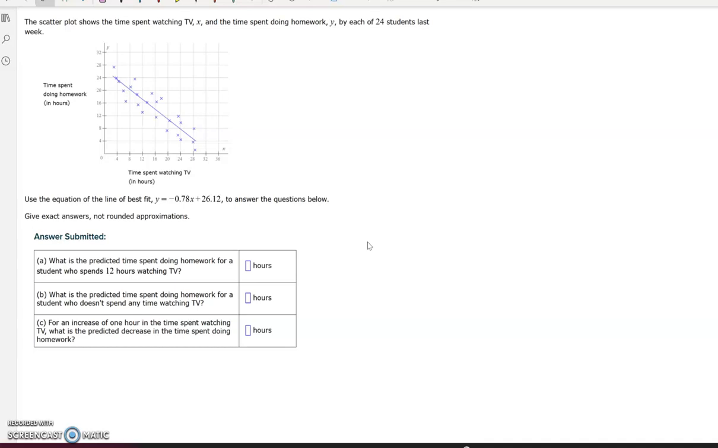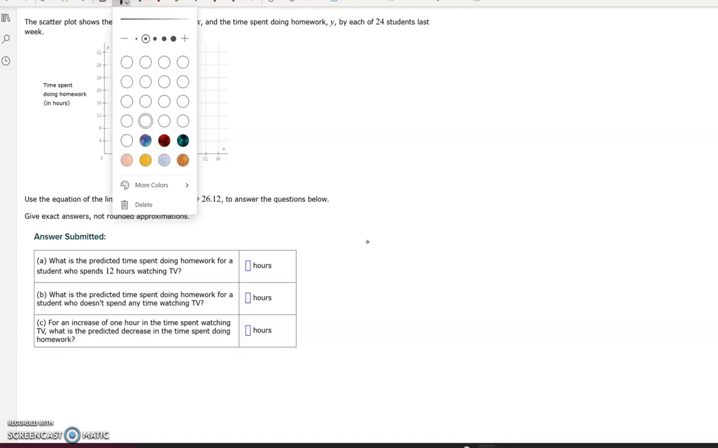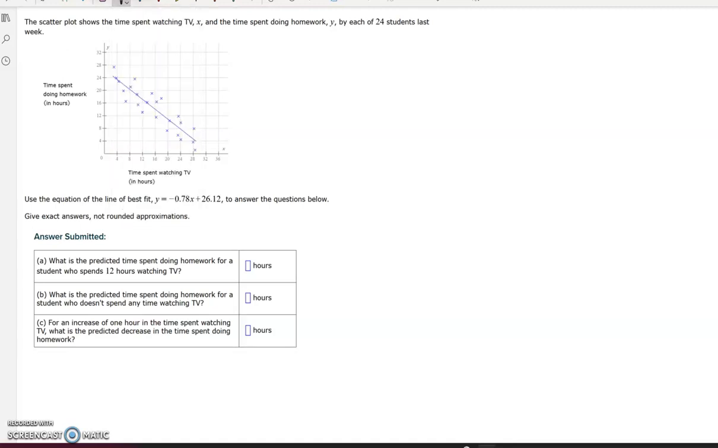All right, and for number 20, we have a scatter plot. Inside that scatter plot is drawn the line of best fit. Our variables for this problem are x, which is the time spent watching TV. Y is the time spent doing homework. 24 students are on here. Each x represents one data point.